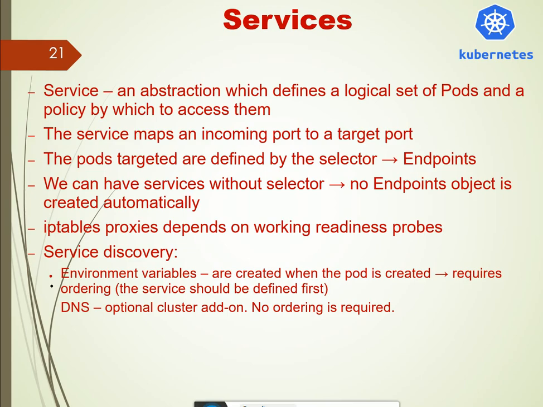IP tables proxies depend on working readiness probes. Service discovery: environment variables and DNS. Environment variables are created when the pod is created, so this requires ordering. The service should be defined first. DNS is an optional cluster add-on. No ordering is required.